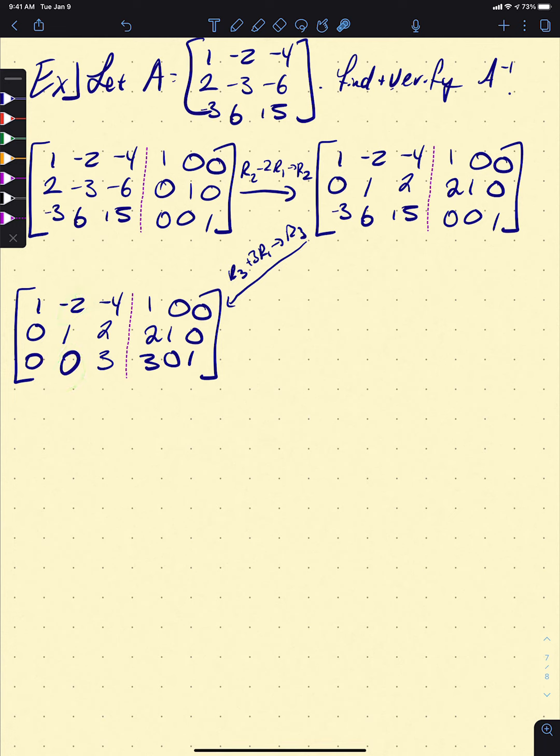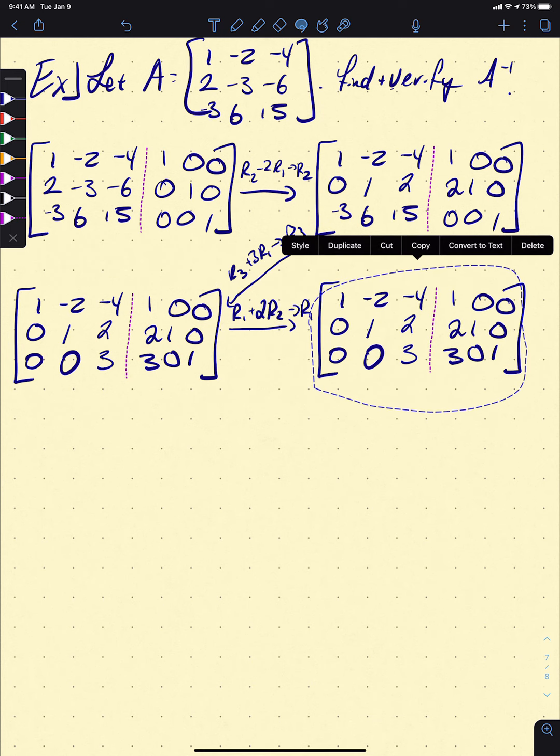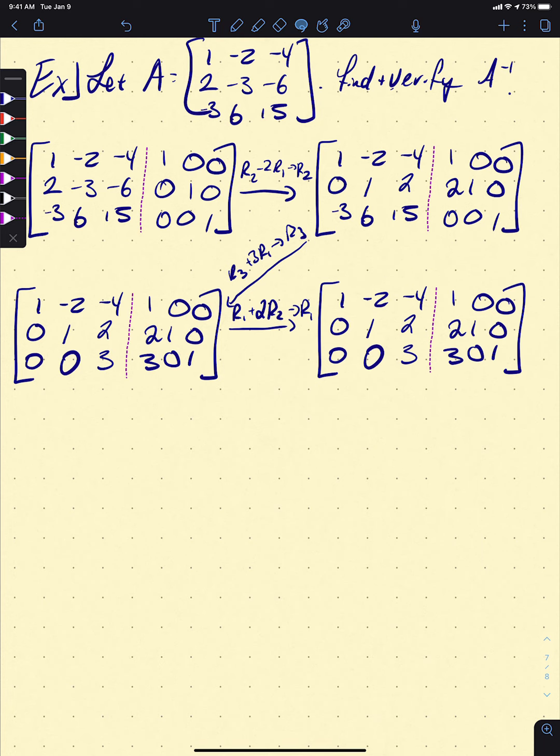So how can we fix that, right? We want to redefine row 1, and we can add to it 2 times row 2, right? Because then 1 times 2 is 2, those will cancel, and use that to redefine row 1, okay? And the reason that we want to use row 2 here is because of this nice 0, right? Because we have this 0 here, we're not going to mess up the 1, right?